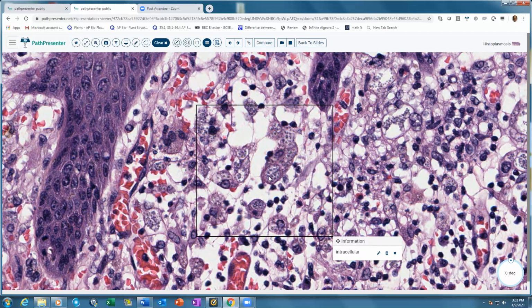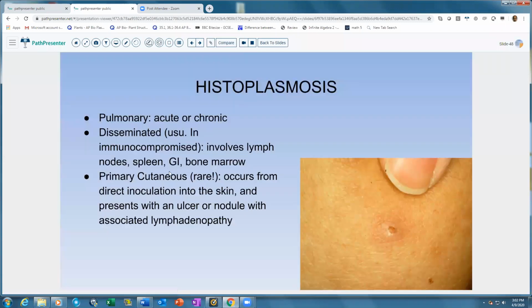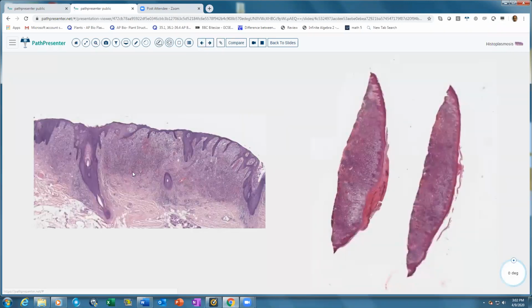So whenever you're talking about histoplasmosis, this can be the cutaneous form, which is rare. It can occur from direct inoculation and it usually presents with an ulcer or nodule that is associated with lymphadenopathy. So the main differential diagnosis when we talk about histo is leishmaniasis actually.